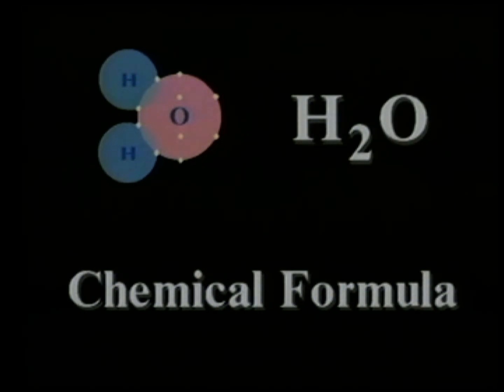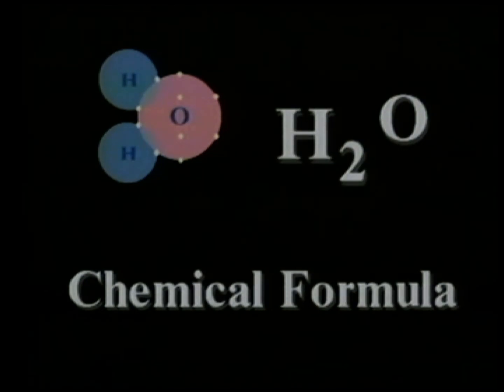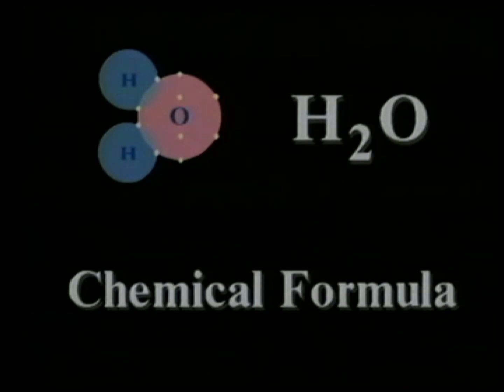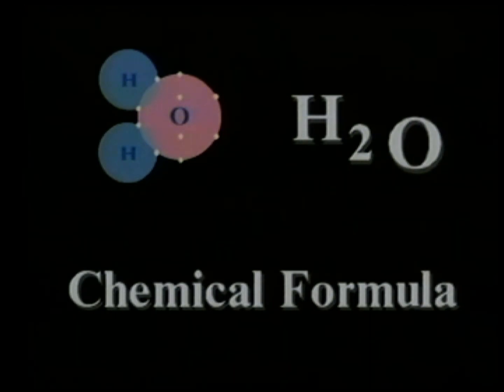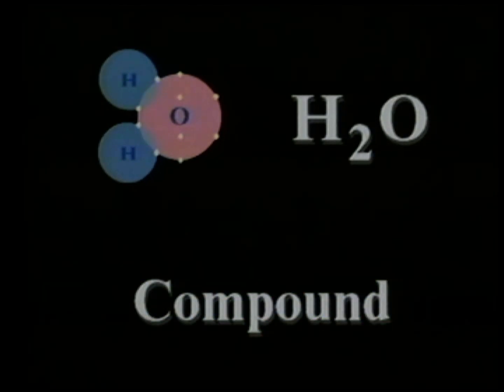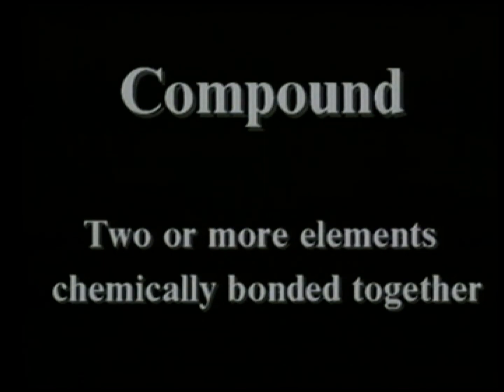This formula shows that each molecule of water contains two hydrogen atoms, represented by H2, and one oxygen atom, represented by an O. Water is an example of a very simple chemical compound. A compound is two or more elements chemically bonded together.